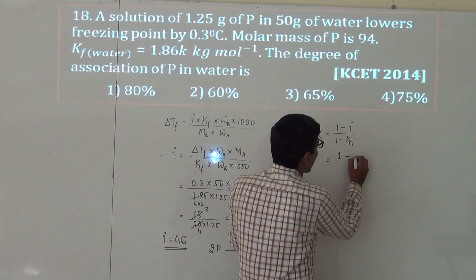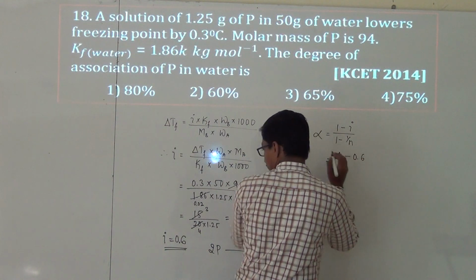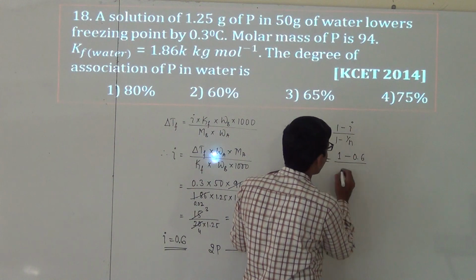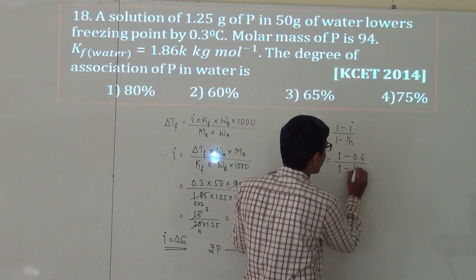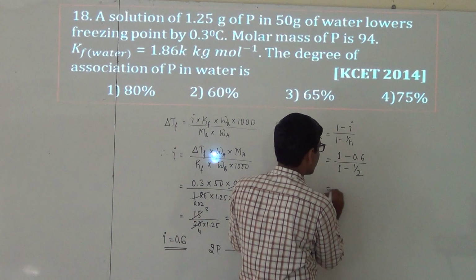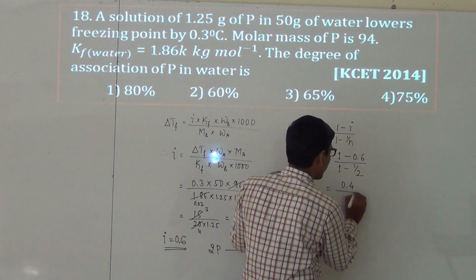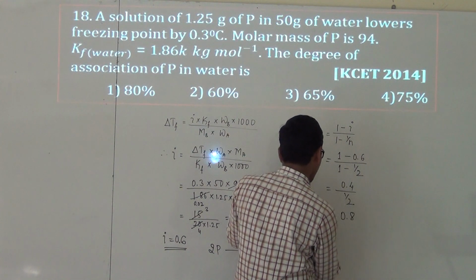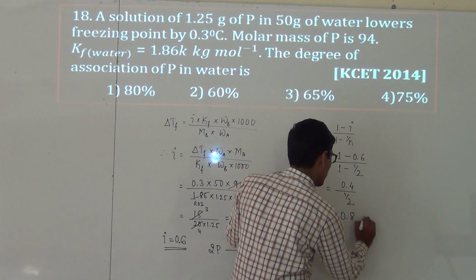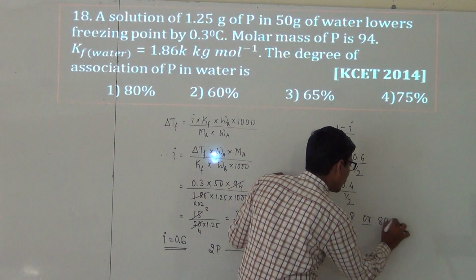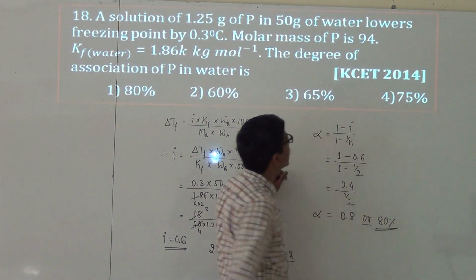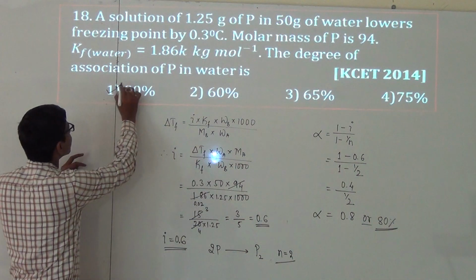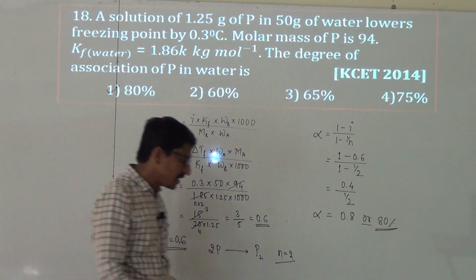1 minus I is 0.6 divided by 1 minus 1 by 2. This is equal to 0.4 divided by 0.5, which is equal to 0.8. Alpha is equal to 0.8, or 80% of P is associated in the water. And the correct option is the first one.